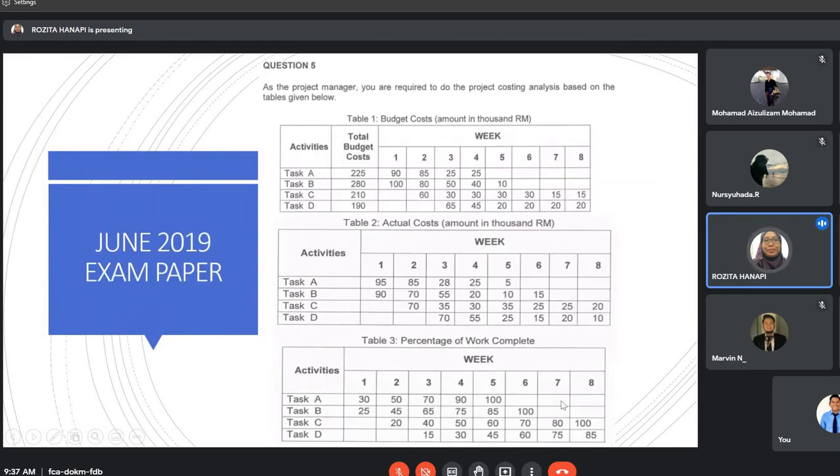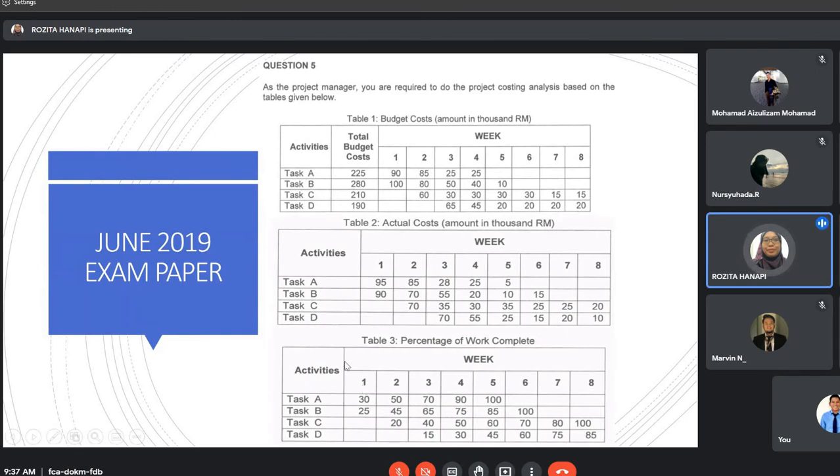Okay. So cara membuatnya adalah task A dah siap 100%. Okay. Task B minggu ke-7, tengok sini, okay, pun dah siap. Okay, 100%. And then task C, berapa peratus? Siap 80%. And then task D 75%. Okay.